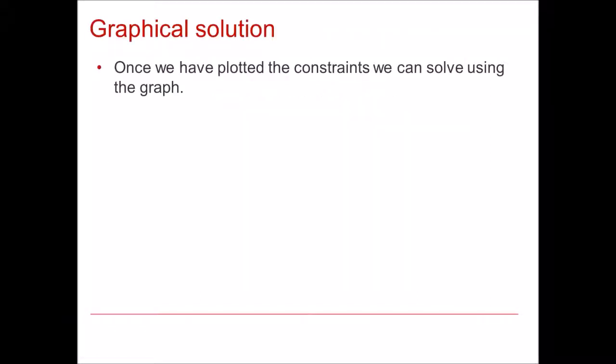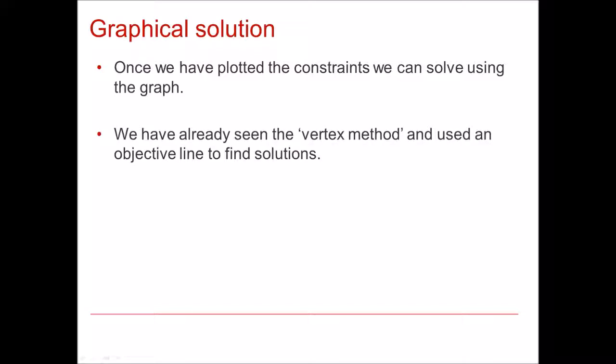Well, we saw in earlier videos that if we plotted the constraints onto a graph, we could then use the graph to find the optimum solution. This we looked at using the Vertex Method, where we checked every single vertex, and also shortcut that a little bit by looking at an objective line to decide which of the vertices gave us the optimum, whether it be a maximum or a minimum that we're looking for.